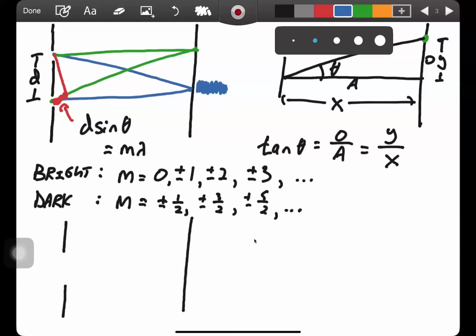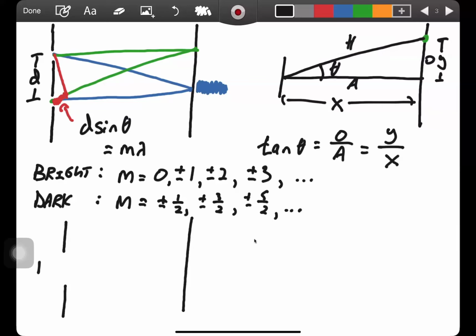Little d was the distance between your two openings, or if you're doing a diffraction grating, it's the distance between each opening. But now we just have a single opening, and so we are going to define that single opening as an uppercase D. So this time it's the width of the single aperture. Lowercase d is the width between the slits. Uppercase D is the width of the single aperture.